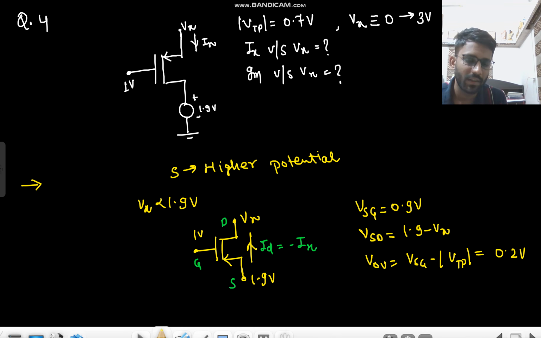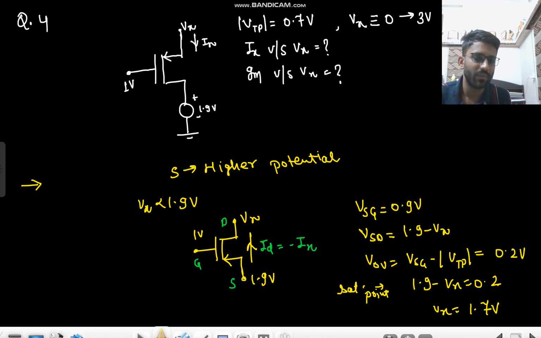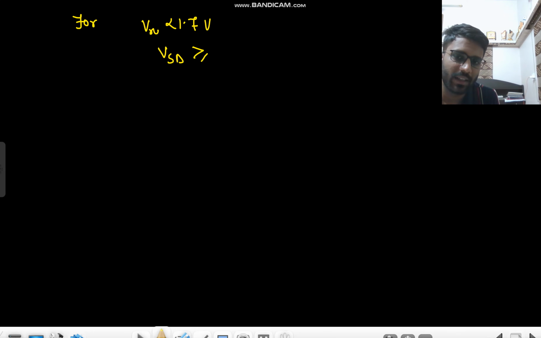So here, what is the saturation point? Saturation point is 1.9 minus Vx equal to 0.2. That means Vx equal to 1.7 is the saturation point. So for Vx less than 1.7 volt, VSD is greater than V overdrive.